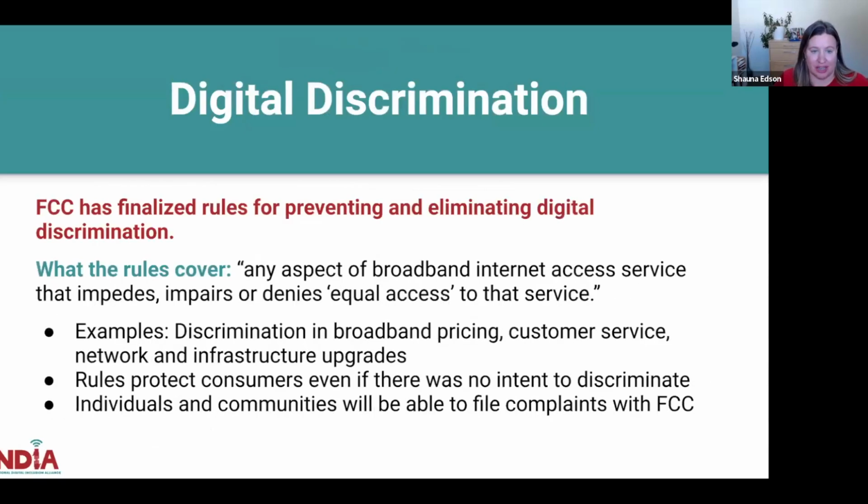Okay, digital discrimination. So we're shifting away now from the Digital Equity Act to talk about digital discrimination. The rules officially went into effect in March of this year. The rules cover any aspect of broadband internet access service that impedes, impairs, or denies equal access to this service. This can look like discrimination in pricing, customer service, and network and infrastructure upgrades. The rules protect consumers or customers, even if there is no intent to discriminate. This means that if someone was impacted by discrimination, the provider will be responsible even if the discrimination was not intentional. And individuals and communities can and should file complaints with the FCC.